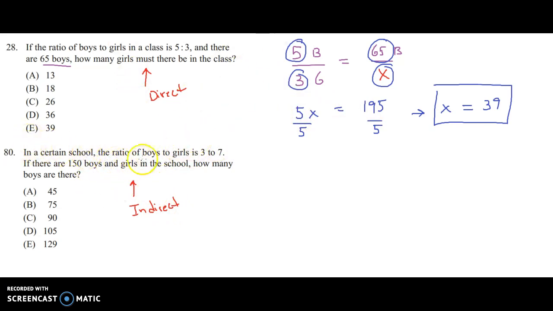So it says in another school, the ratio of boys to girls is 3 to 7. So we can just write that out again. We can say, okay, that means that's 3 boys for every 7 girls. And then we're going to have to match that up with another ratio.